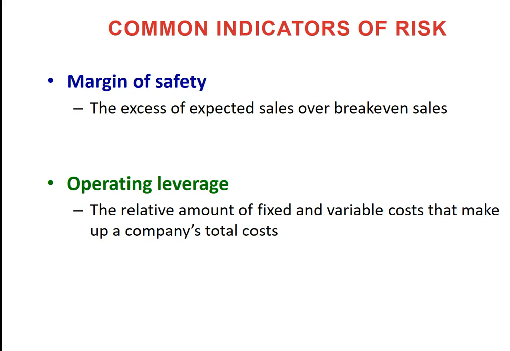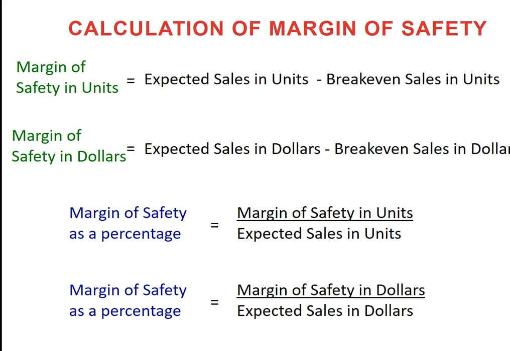So the term margin of safety itself tells that you need to have some cushion over your break-even sales. You need to have some expected extra amount of sales over your break-even sales. On the other hand, operating leverage shows the relative portion of your fixed and variable costs. What portion of your total cost is fixed, what portion of your total cost is variable. So let's learn margin of safety a little bit more.